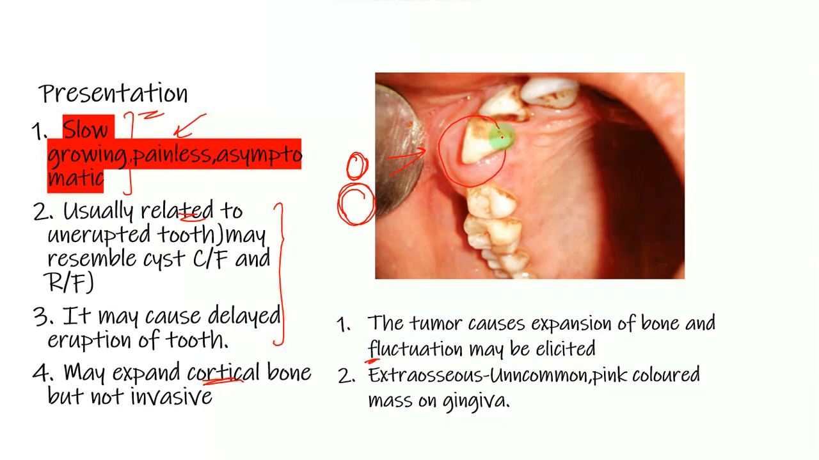So far we were talking about the intraosseous form. Now in certain cases, although uncommon, it can also be present extraosseous or outside of the bone. Here it appears as a pink colored mass on the gingiva. Okay, so intraosseous and extraosseous.